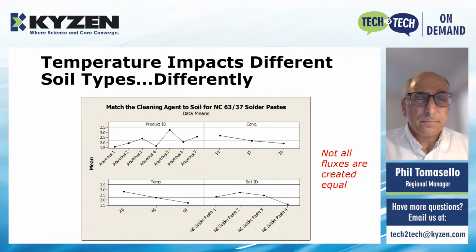Important to note also, temperature impacts different soil types differently. There's a sample chart here that you'll see, but no two fluxes are created equal. You'll look at different soil IDs, different solder pastes, and depending on the concentration, depending upon the temperature, some require more temp, less concentration. Some require more concentration and less temperature. So very important to review that when you're talking to your analytical lab, to your process lab for applications to work through all those variables.